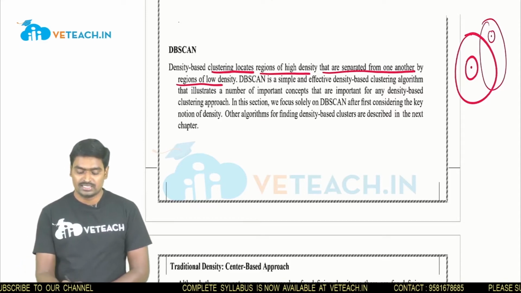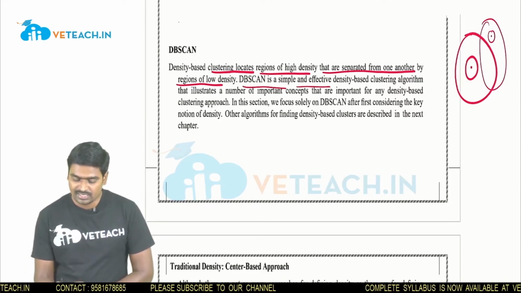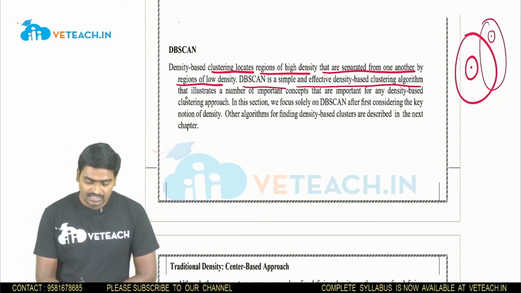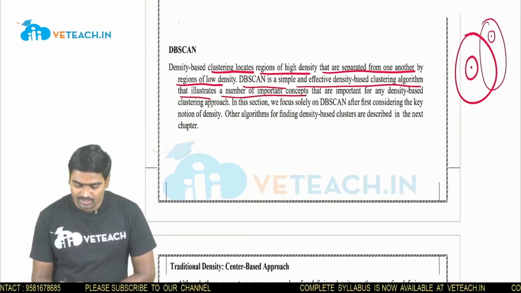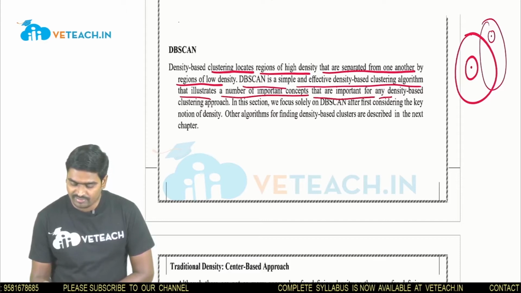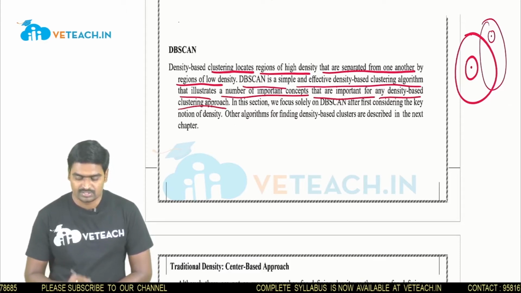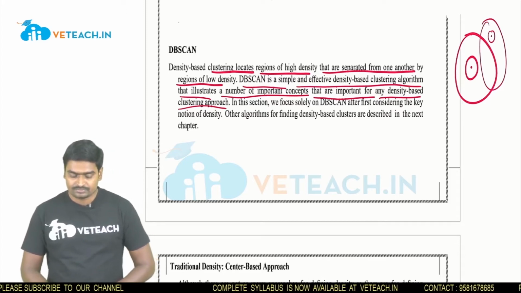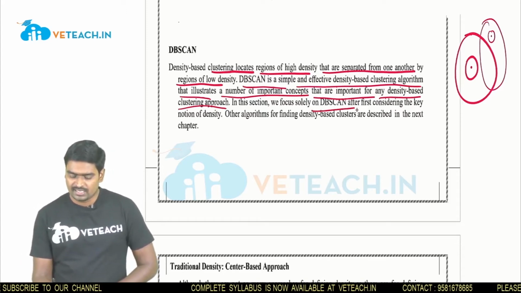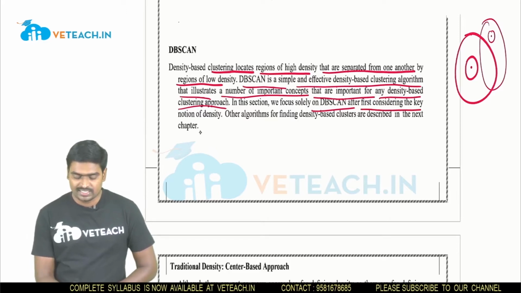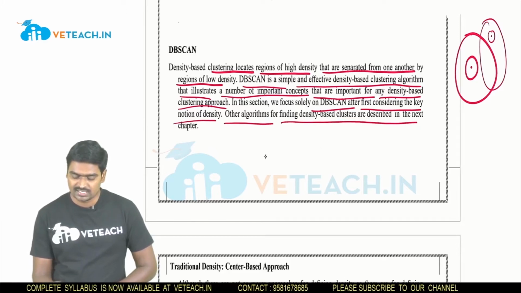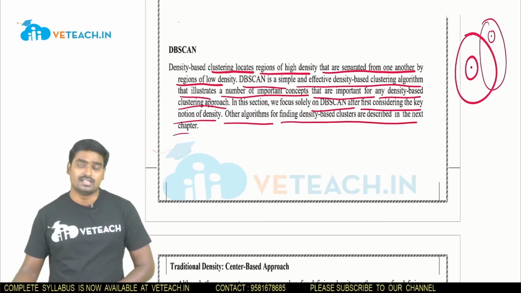Based on this, DBScan is a simple and effective density based clustering algorithm. It illustrates a number of important concepts that are important for any density based clustering approach. In this section we focus on DBScan, after first considering the key notion of density. Other algorithms for finding density based clusters are described in the next chapter.